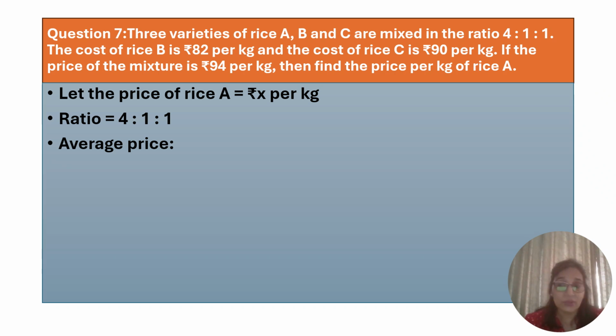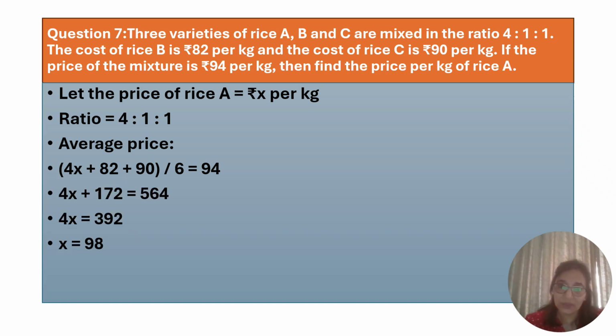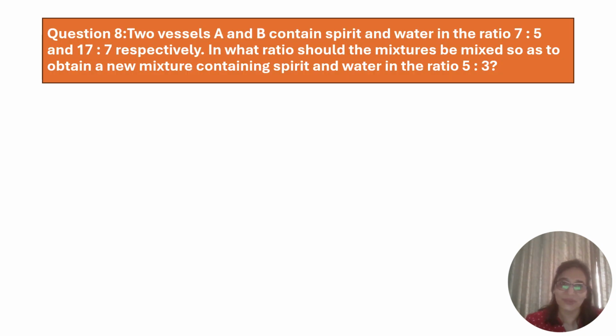So what are we going to do now? You can pause the video and even calculate, like average price will be 4 into X plus 82 plus 90, which is divided by sum of the ratios, and that is given. What is given? Price of the mixture is already given, which is equal to 94. So when you calculate, you will get the value of X. Hope previous questions were clear to you.